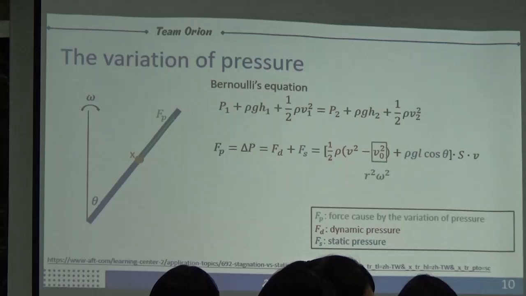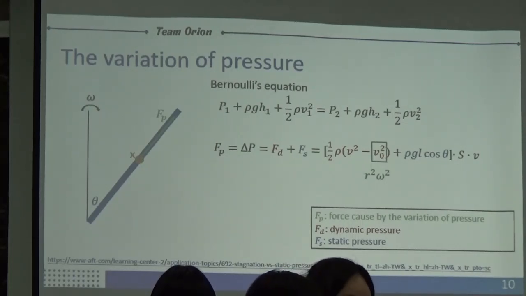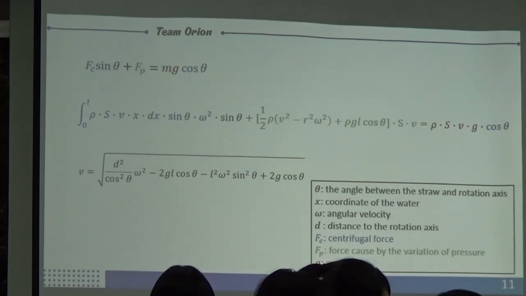And also the median can be described as the distance from the rotation axis and the square of the angular velocity. And after calculating, we can insert the three forces in the formula, and we can get the force. And after solving the force, we can get this formula that describes the flow velocity, also known as the pumping speed.